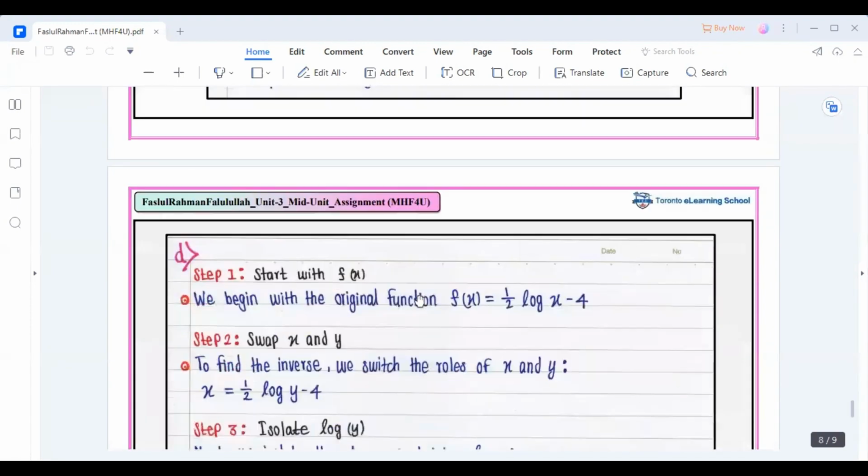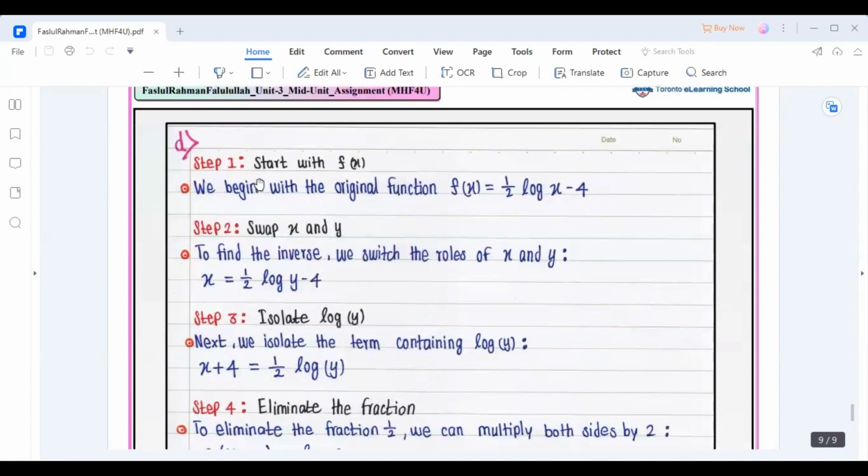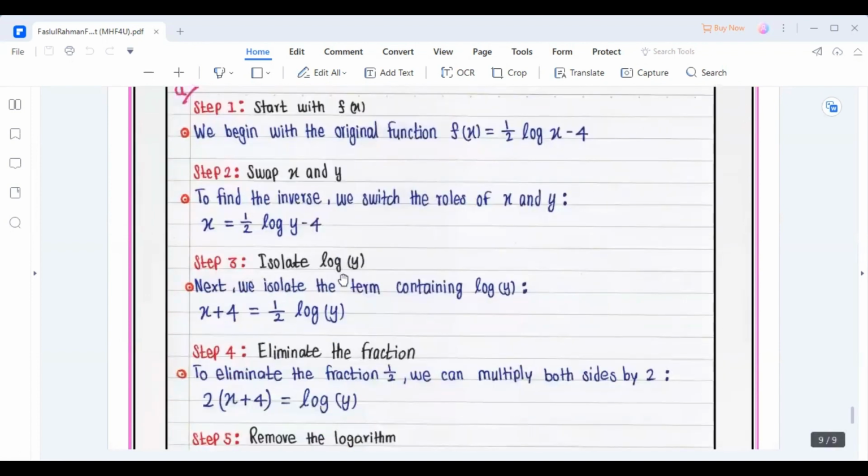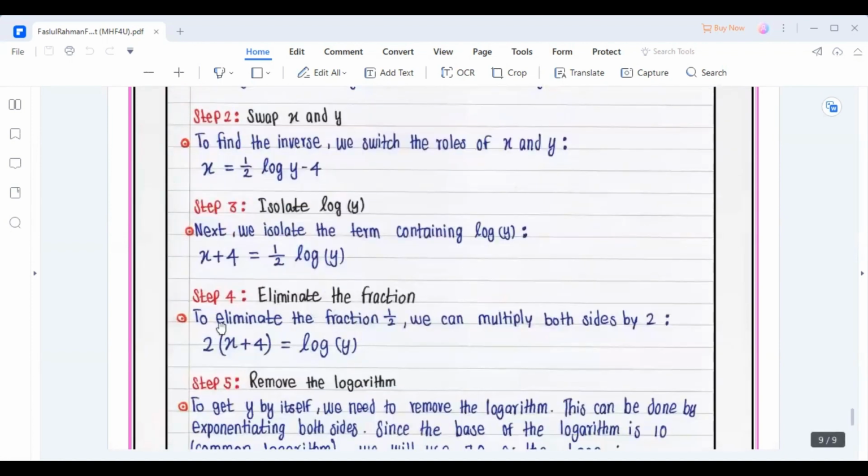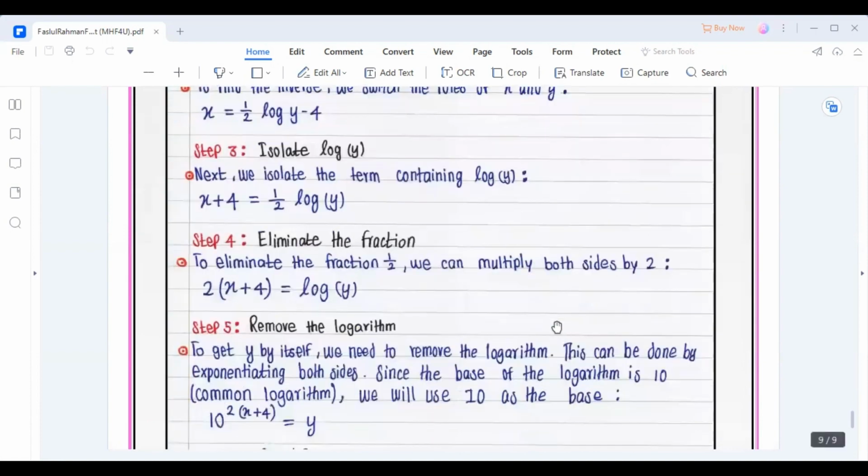D part. So step 1 asks us to start with f(x). We begin with the original function f(x) equal half log x minus 4. Step 2, swap x and y. To find the inverse, we switch the roles of x and y. Here it is. Step 3, isolate log y. Next, we isolate the term containing log y. Here it is. Step 4, eliminate the fraction. To eliminate the fraction half, we can multiply both sides by 2. So here I have done it.